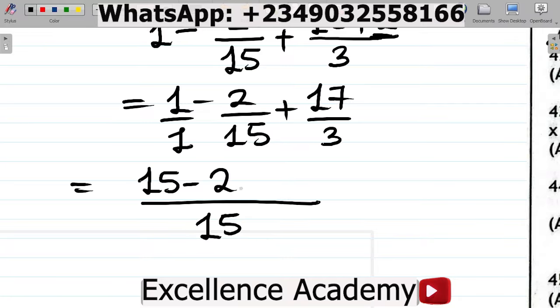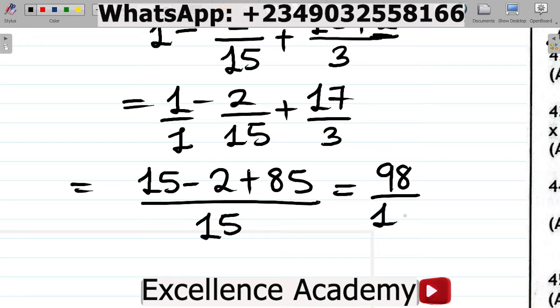So that's 2 plus 15 divided by 3, that gives you 5. 5 times the numerator 17 becomes 17 multiplied by 5, and if you do that with your calculator, you have your answer as 85. So it becomes plus 85. This is equal to, the numerator is 15 minus 12 plus 85. That's 98, 98 all over 15.